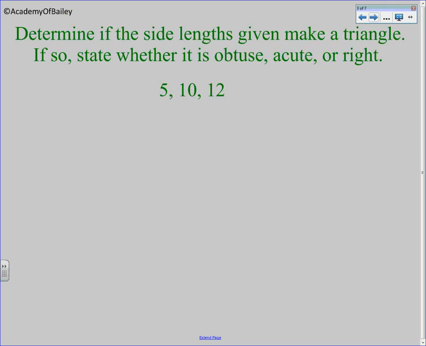Determine if the side lengths given make a triangle, and if so, state whether it is obtuse, acute, or right. Well, in order to determine if it makes a triangle, you need to make sure that those two add up and are greater than 12. You need to make sure 5 plus 10 is greater than 12. And that is true. So we know it makes a triangle.